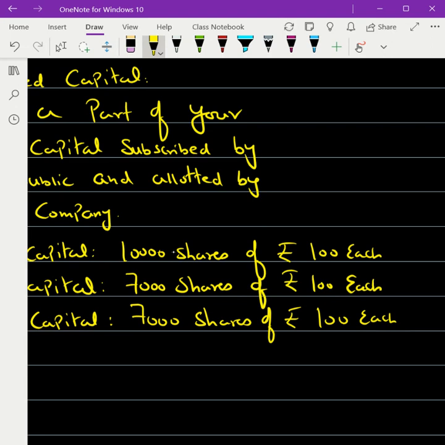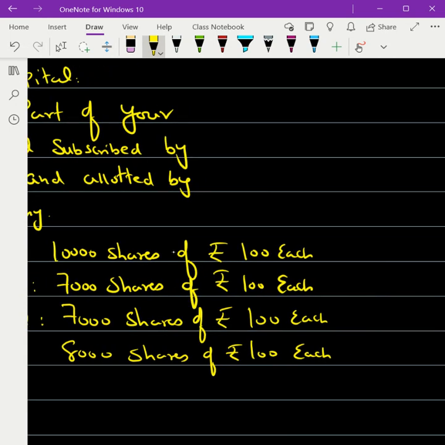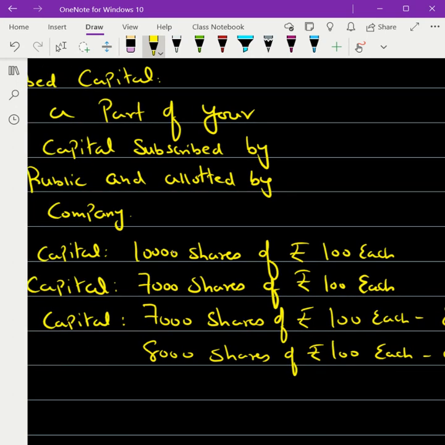Very good. Suppose the company has received 8,000 shares of rupees 100 each. Then it is over, right? Here it is equal. In this case, it is over subscription. The third case, okay, the company has got how much? 6,000, I'm saying it. Okay, 6,000 shares of rupees 100 each.